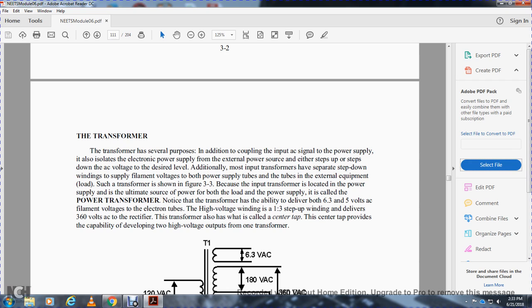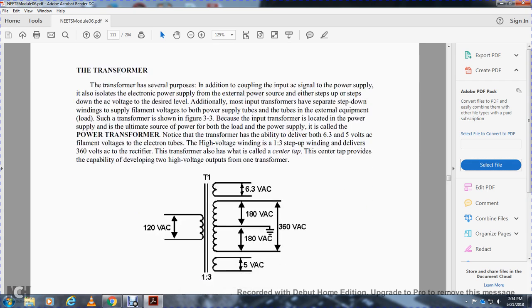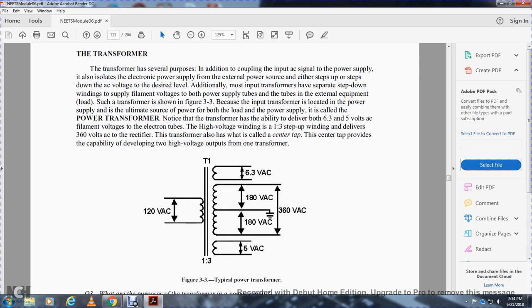Note the transformer has the ability to deliver 6.3 volts AC for the filament voltage of the electron tubes. The high voltage winding, a 1 to 3 step-up winding, delivers the 360 volts AC to the rectifier. The transformer also has what is called a center tap. The center tap provides the capability of dividing two high voltage outputs from one transformer, so the center tap is in between the 360 volts AC.